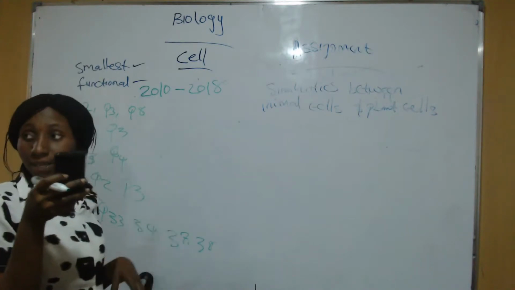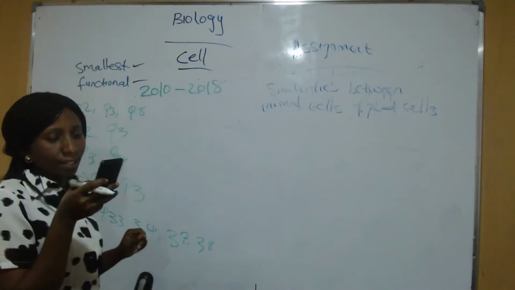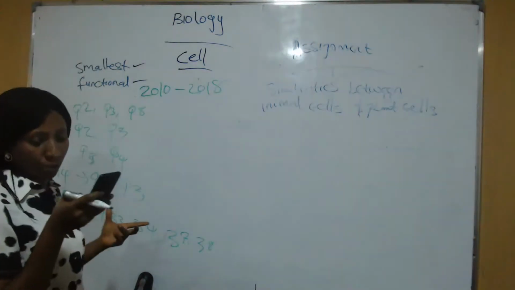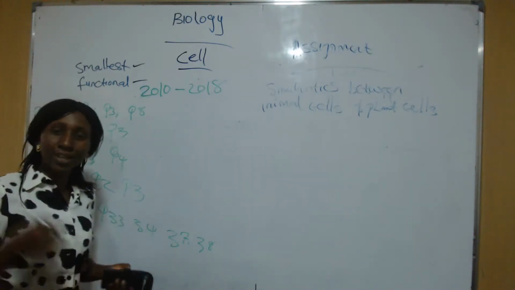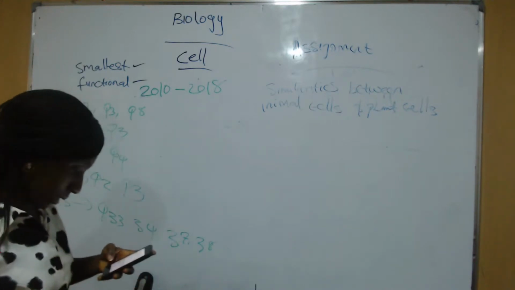In question 37 and 38, they gave the structure of a paramecium and asked for the organelle responsible for osmoregulation. So this all boils down to you knowing your cell structure, your organelles and their functions. You'll be able to answer your questions. So let's check.